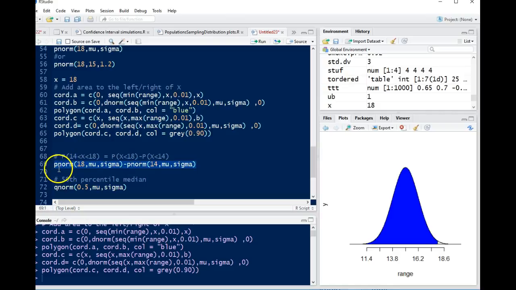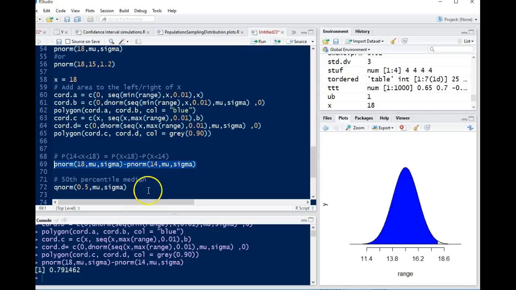We get the cumulative density function, so all the area that falls below 18, and then we subtract off all the area that falls below 14 to get the stuff in the middle. So if we use the same pnorm command, we get then the probability is 0.791462. So there's a pretty good chance that it will fall between 14 and 18 kips.